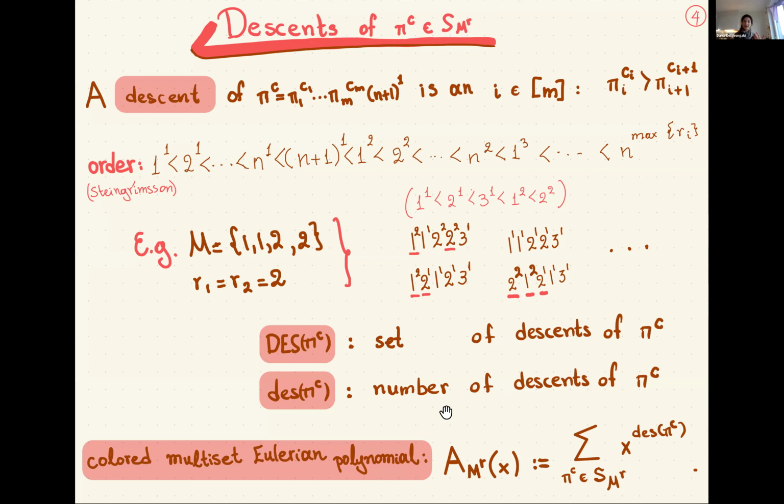Doing that, I can again form a polynomial where each permutation, each colored multiset permutation, contributes the term x to the number of its descents. And this is what's called the colored multiset Eulerian polynomial. So this generalizes the standard Eulerian polynomials, because if I restrict to the non-multiset and non-colored case, I get back the Eulerian polynomial. Right, so it's a direct generalization. That's what we're going to be interested in.